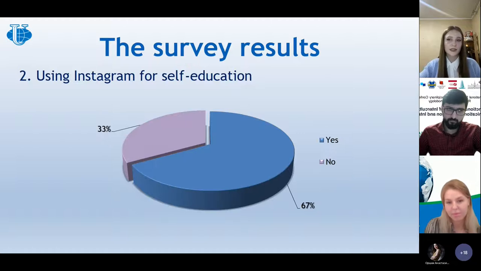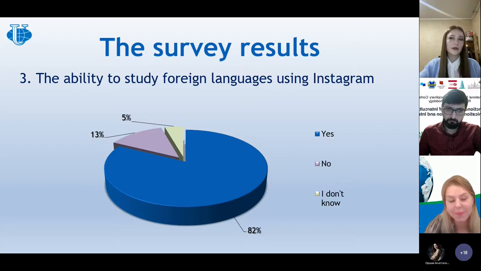more than half of respondents report that Instagram can be used for self-education. In the third chart, the figure varies considerably. More than 80% of the respondents are sure that Instagram can help study foreign languages in different ways. The analysis suggests that students are interested in studying with the usage of the Instagram social network, and they are ready to try and practice the capabilities of this platform.